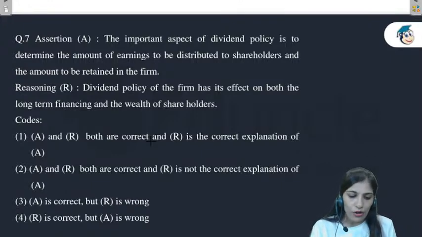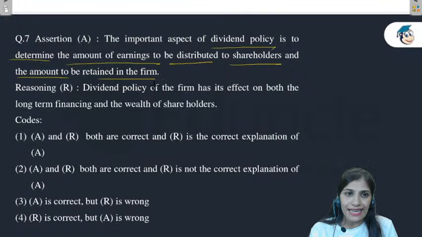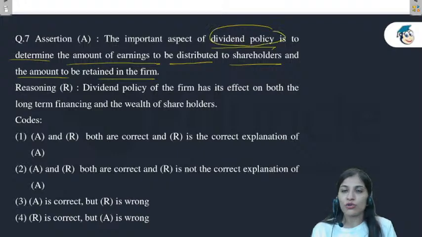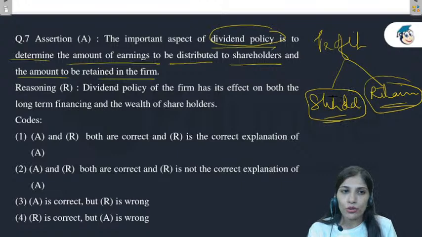ठीक है. Now here it is. The important aspect of dividend policy is to determine the amount of earnings to be distributed to shareholders and the amount of retained earnings of the firm, right? तो क्या किसी भी फर्म की डिविडेंड पॉलिसी का यही टारगेट होता है? डिविडेंड पॉलिसी का तो यही टारगेट होता है कि जो भी हमने प्रॉफिट डिटरमाइन किया है वो शेयर होल्डर्स को कितना देना है और अपने पास कितना रिटेन करना है, राइट? सो दिस इज करेक्ट, दिस इज ट्रू.